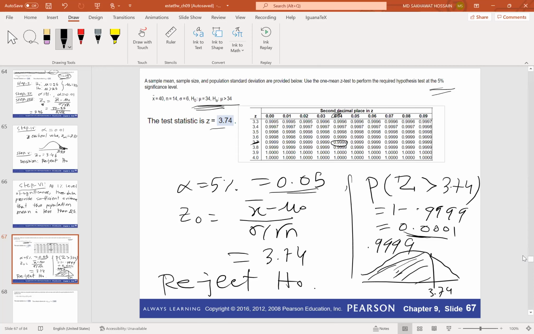And then the interpretation will be: at 5% level of significance, the data provides sufficient evidence that the population mean is greater than 34. Do you have any questions?